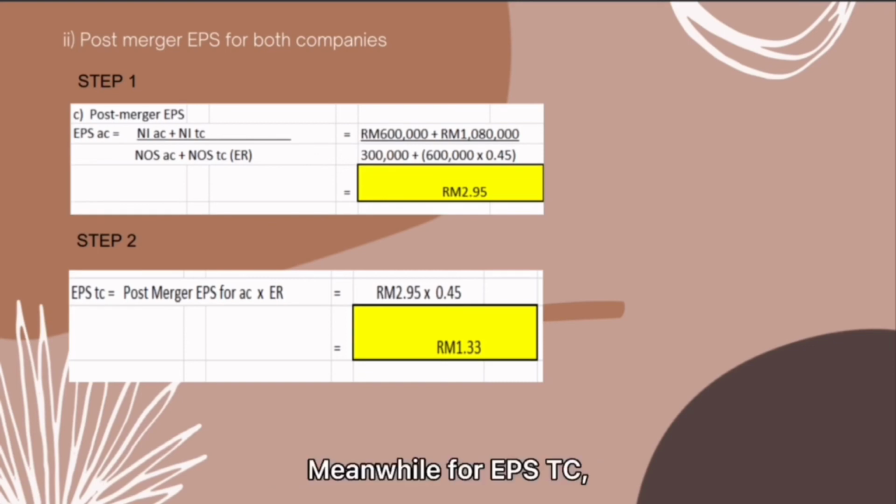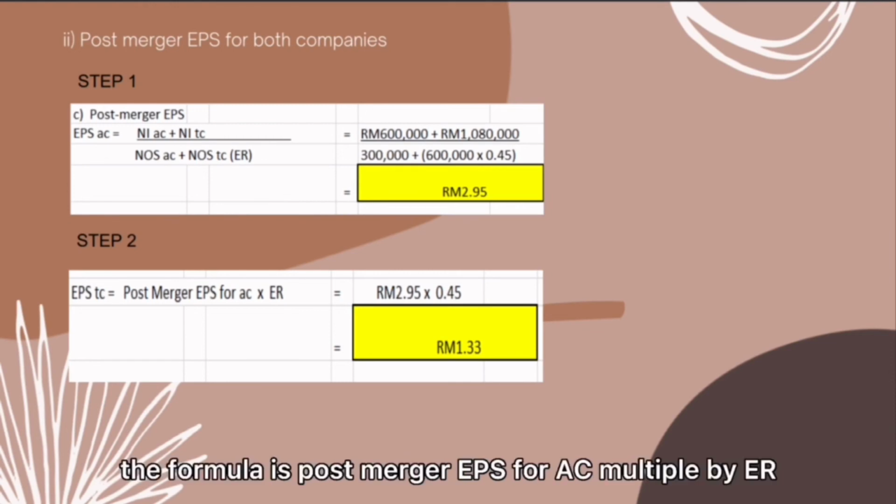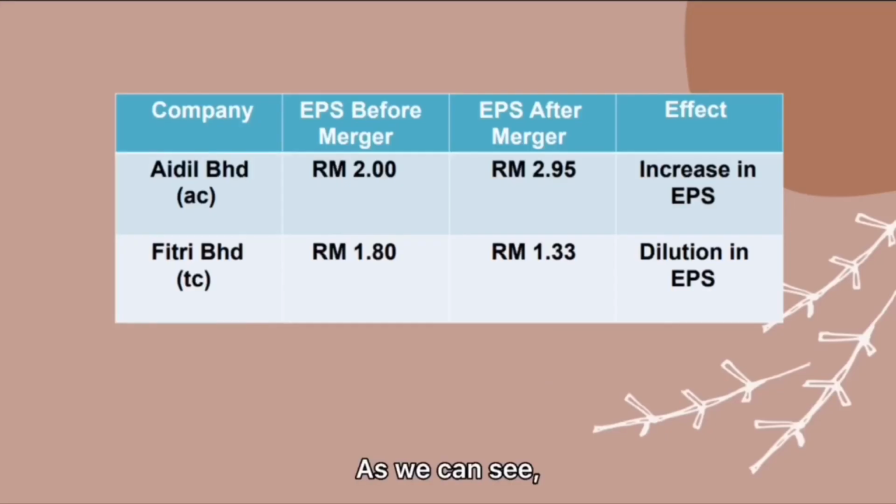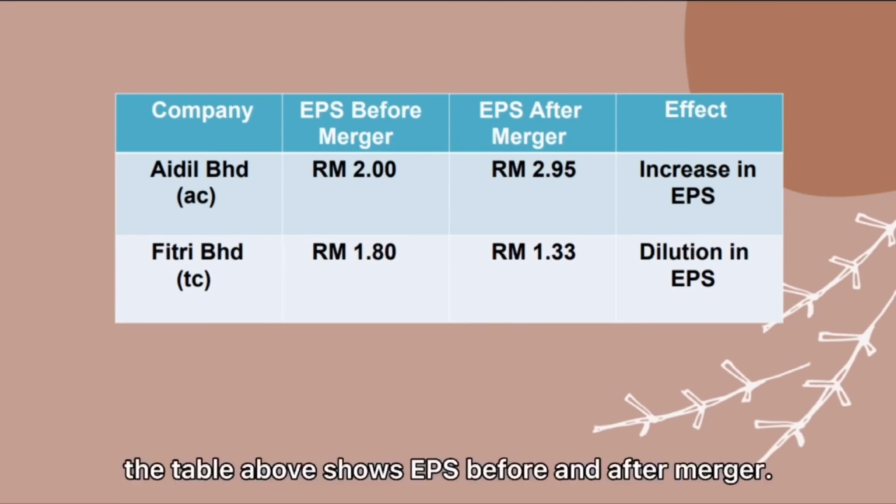Meanwhile, for EPS TC, the formula is post-merger EPS for AC multiplied by ER, which is 2.95 ringgit multiplied by 0.45, and the answer should be 1.33 ringgit. As we can see, the table above shows EPS before and after the merger.